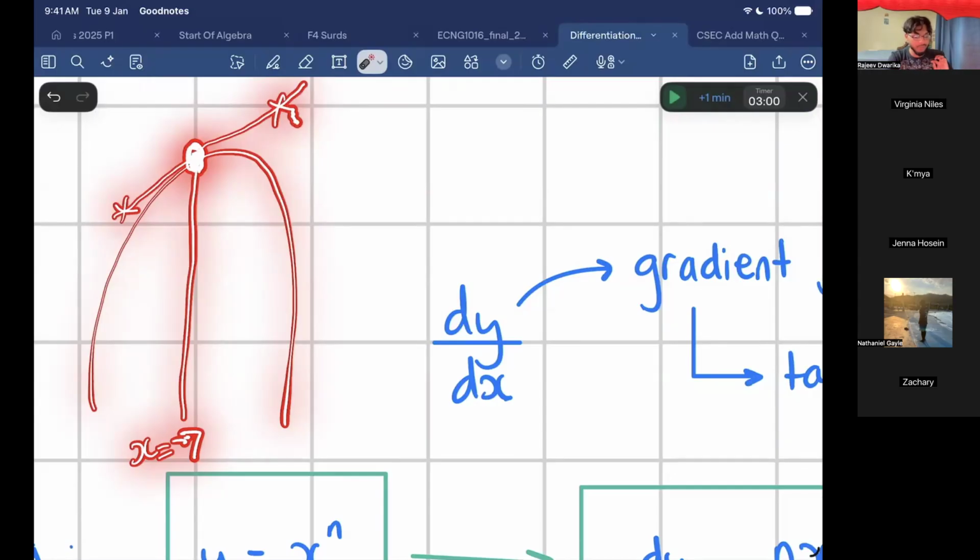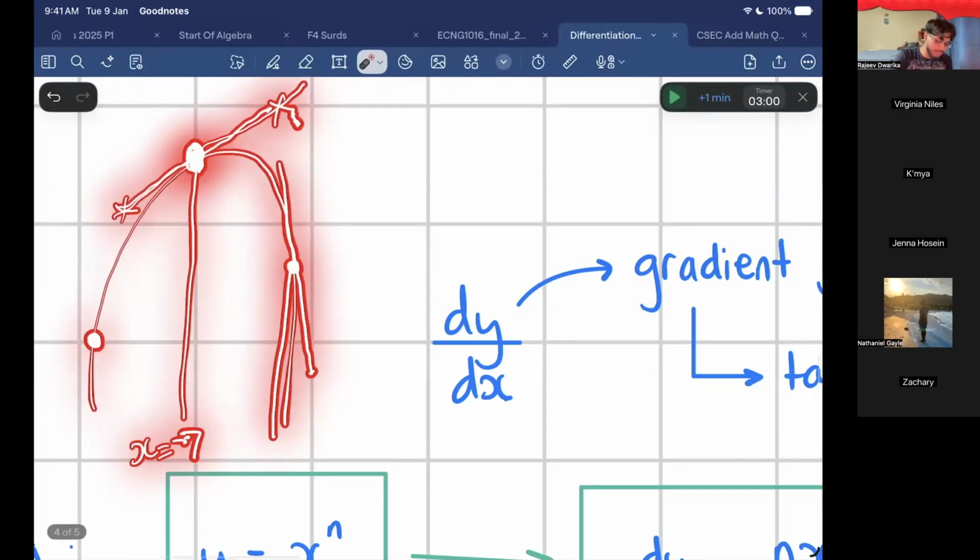So again, if you want to find the gradient at a specific x value, you're going to draw your line, you're going to see where that cuts the graph, and at that point, you're going to draw a tangent to the point. If I wanted to find the gradient over here, I would just draw a tangent to that point. If I wanted to find the gradient here, I just draw a tangent to that point. Okay, look at them tangents. Do those tangents look like it's the same angle? Does it look like it has the same steepness? No. So the gradient is changing.